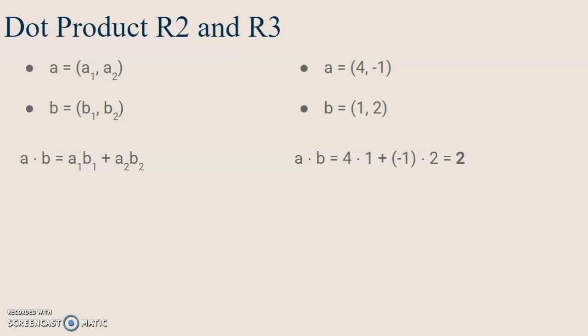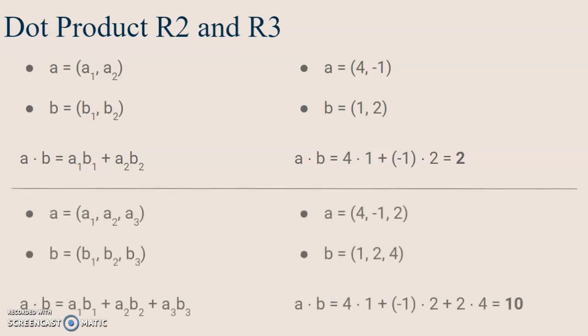The formula for having two coordinates, A dot B, is A1 times B1 plus A2 times B2. In the following example on the right, you will get an answer of 2. This is the same question, but for R3, where the formula of A dot B is A1 times B1 plus A2 times B2 plus A3 times B3. And on the right is the same coordinate system, but in R3, getting A dot B equivalent to 10.